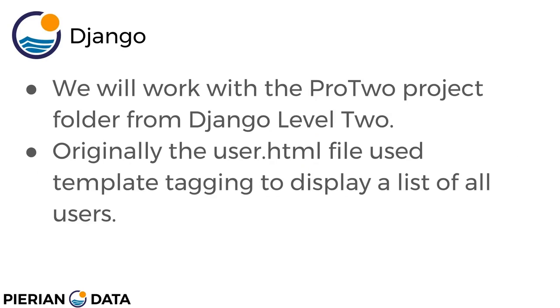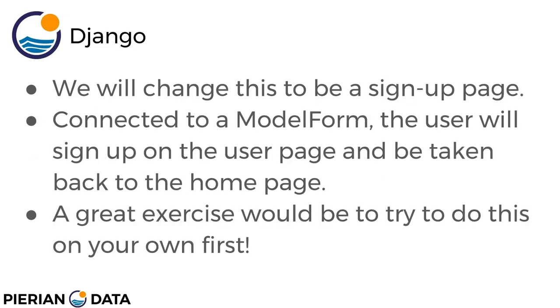Remember from Django Level 2, that final project was to have that user.html file use template tagging to display a list of all the users and their first name, their last name, and the email information. So we had that for loop inside that template tagging, and then we displayed all that information directly from the model. We're going to change this to be a sign-up page, connected to a model form that we previously discussed, so that the user goes to /users, signs up on the user page, and once they hit submit, that information goes to the model and the user gets taken back to the home page.